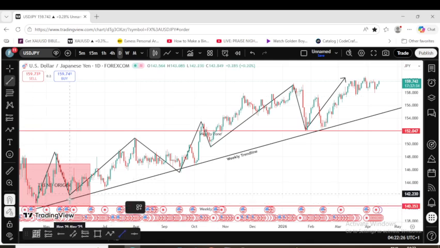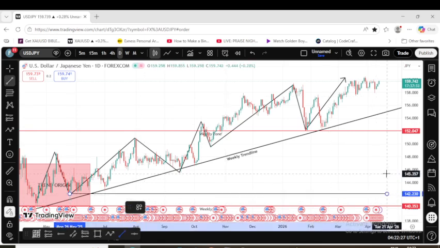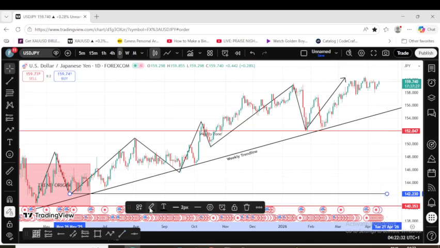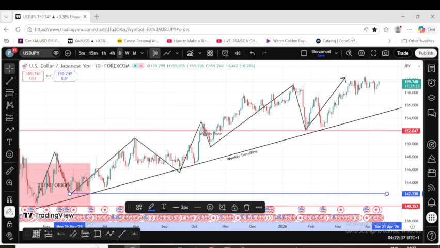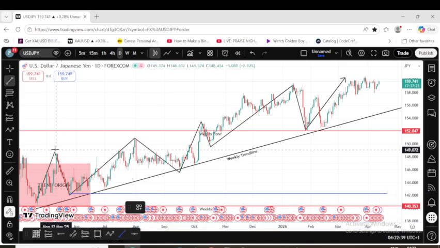So now, let us identify our swing highs and our swing lows. This is a swing low, also known as a higher low, since we're in the uptrend now. Here we have a swing high, which can also be referred to as a higher high.